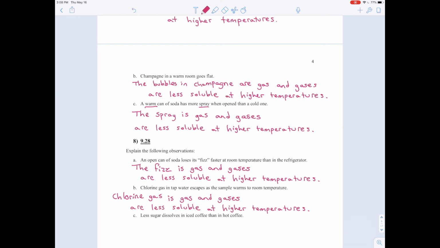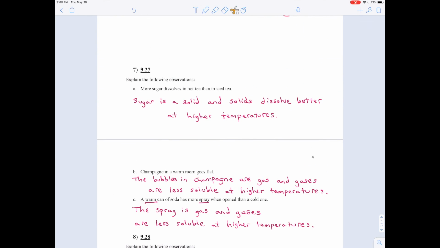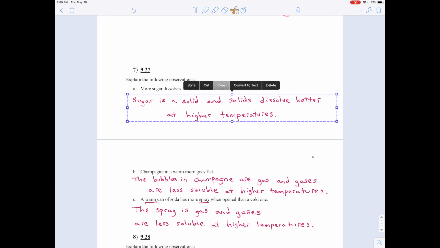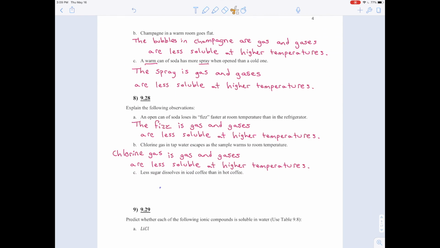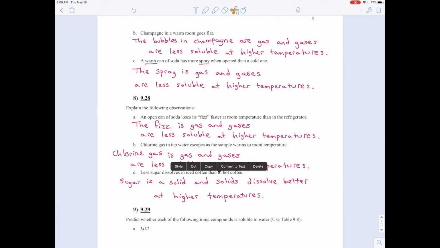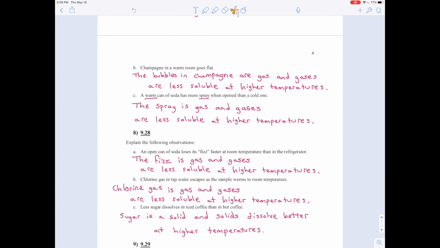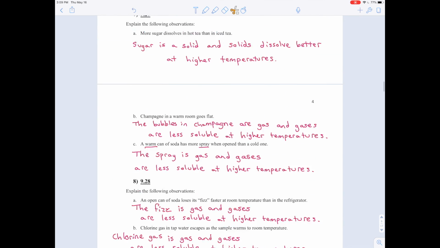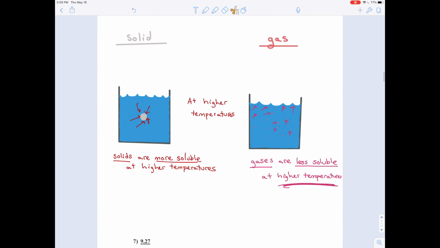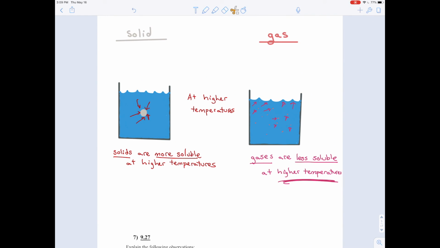All right, C says less sugar dissolves in iced coffee than in hot coffee, so you can make the coffee sweeter if it's hot than if it's cold. So less sugar dissolves. Why? Because sugar is a solid, and solids dissolve better at higher temperatures. So these are a bunch of observations from daily life, and you can see that they are derived from this principle we saw before, that solids are more soluble at higher temperatures and gases are less soluble at higher temperatures.